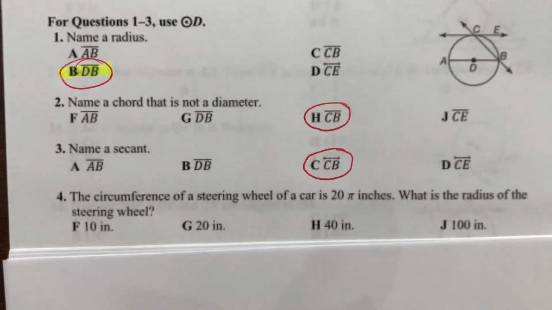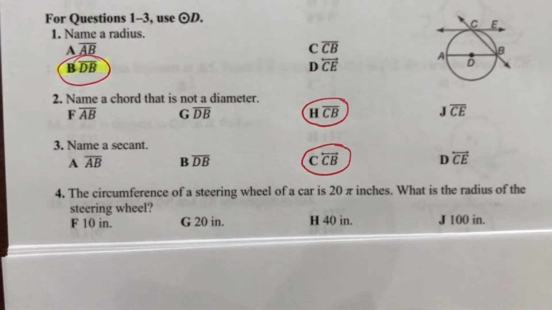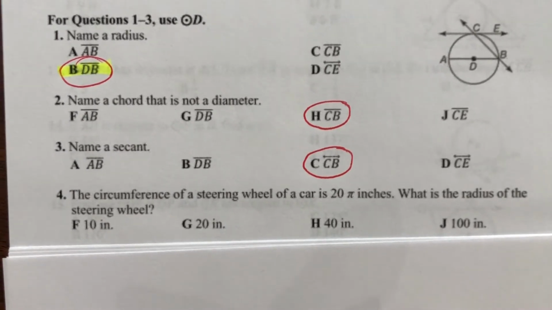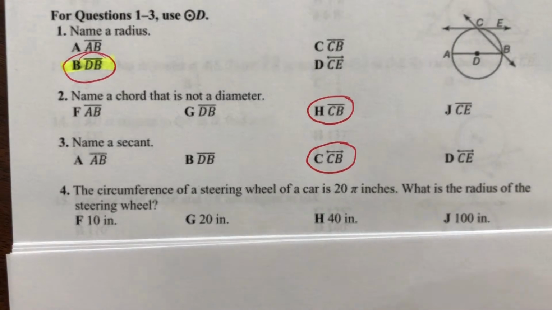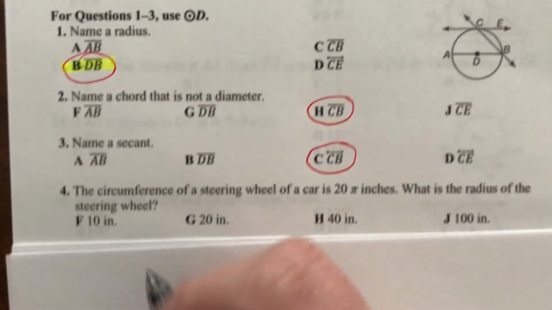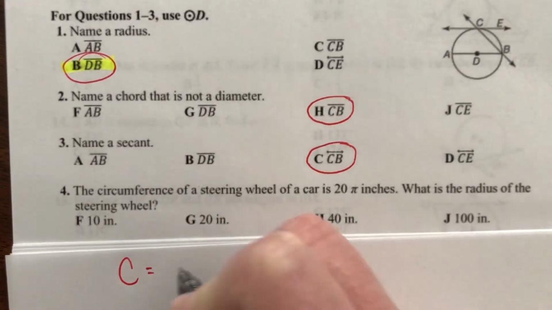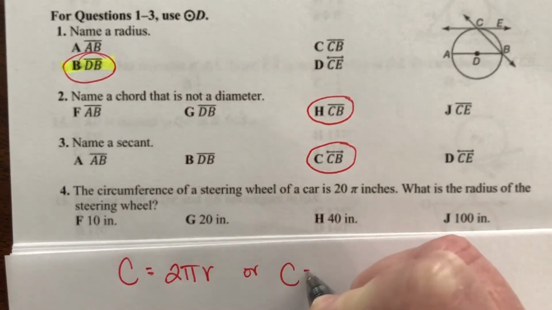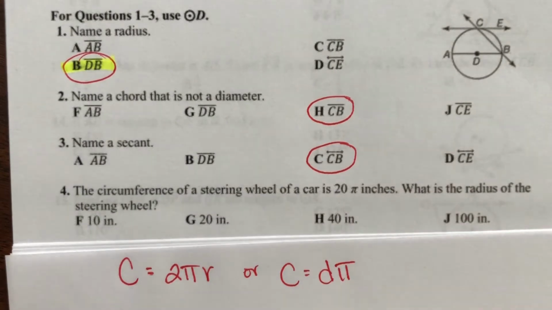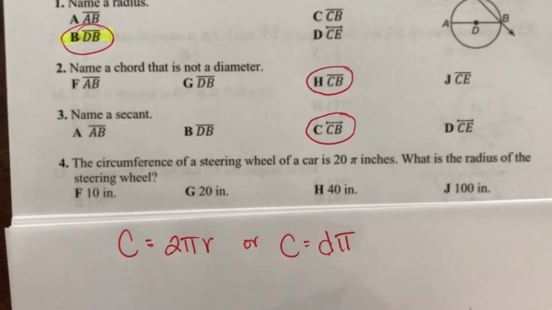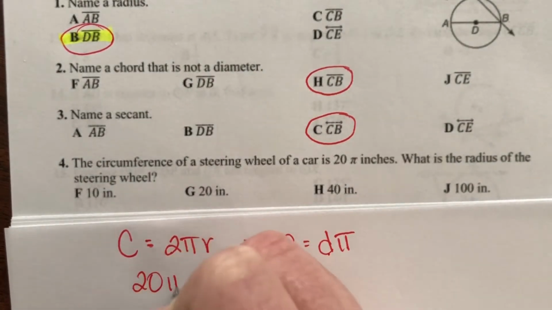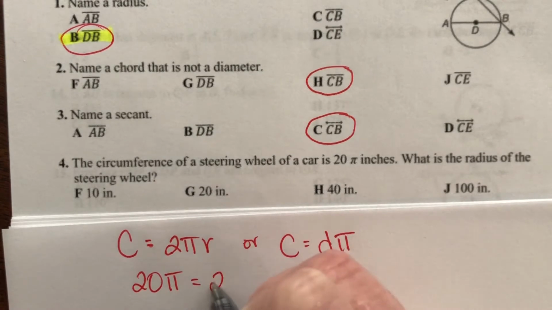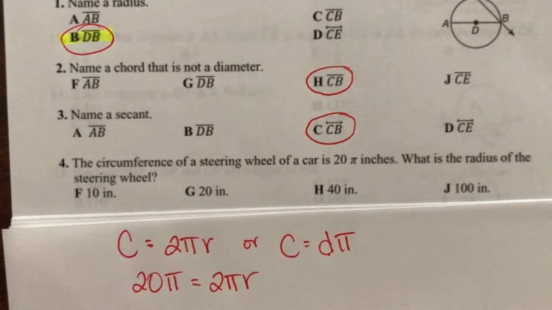Okay, number 4. The circumference of a steering wheel of a car is 20 pi inches. What is the radius of the steering wheel? Remember, circumference equals 2 times pi times r, or diameter times pi. Because 2 radii is the same thing as the diameter, right? So if our answer is 20 pi, we have 20 pi equals the circumference, which is 2 pi r.